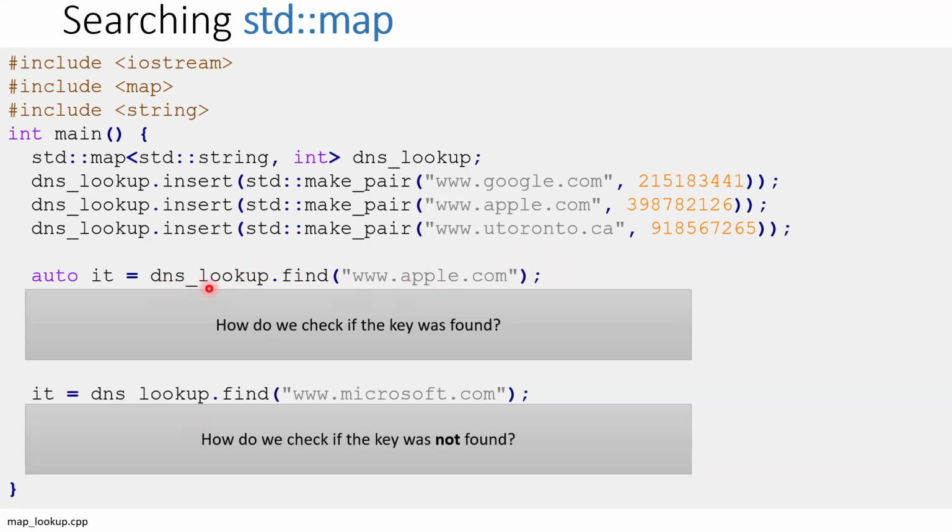So we call the find function in the map container. Then the find function will return an iterator. How do we check if the key was found or not found? Any idea?